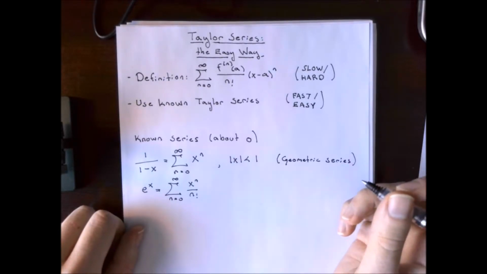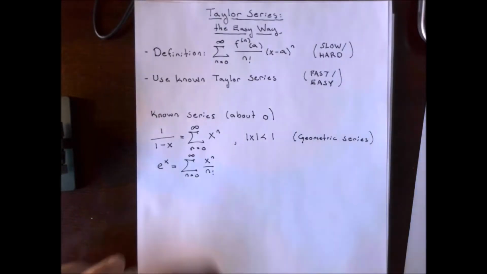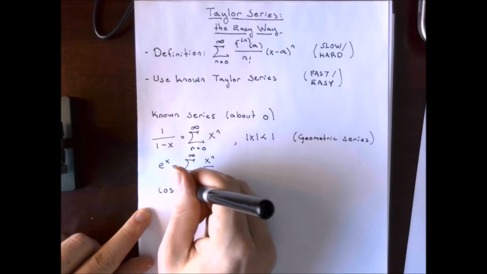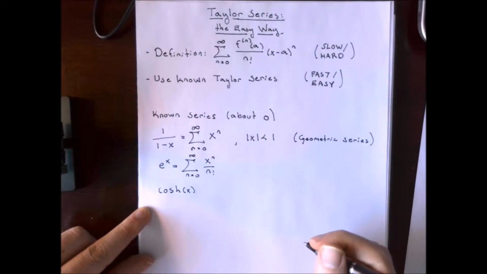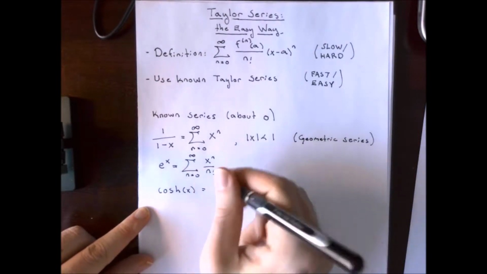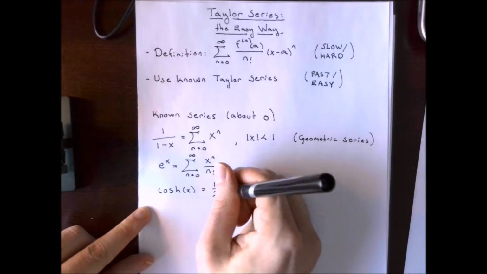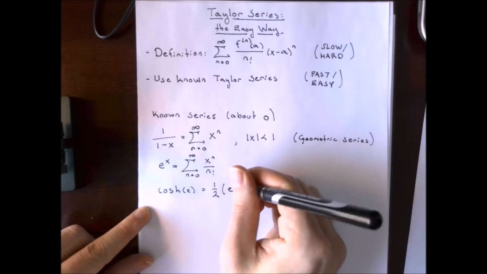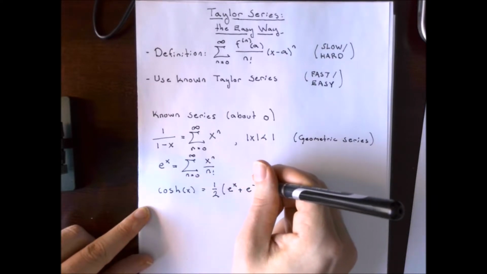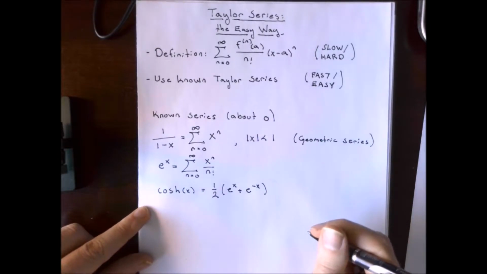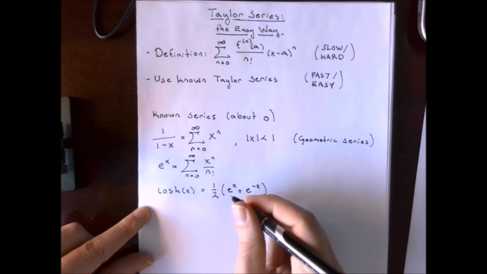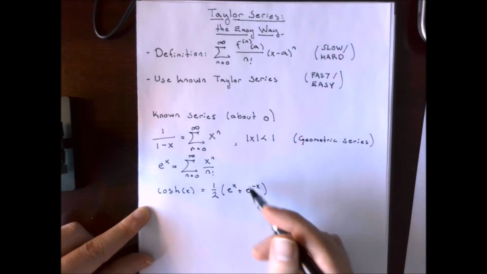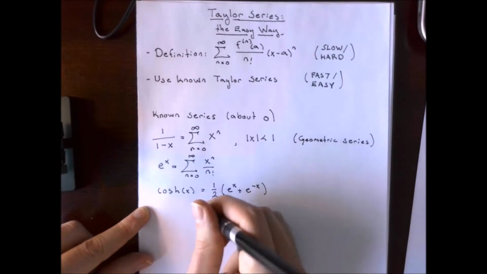Now, how do we actually use these? Let's say we would like to find what is the Taylor series of the hyperbolic cosine. Hyperbolic cosine can be written as half times e to the x plus e to the minus x. Now we can write e to the x using the Taylor series of e to the x, as well as e to the minus x using this Taylor series.